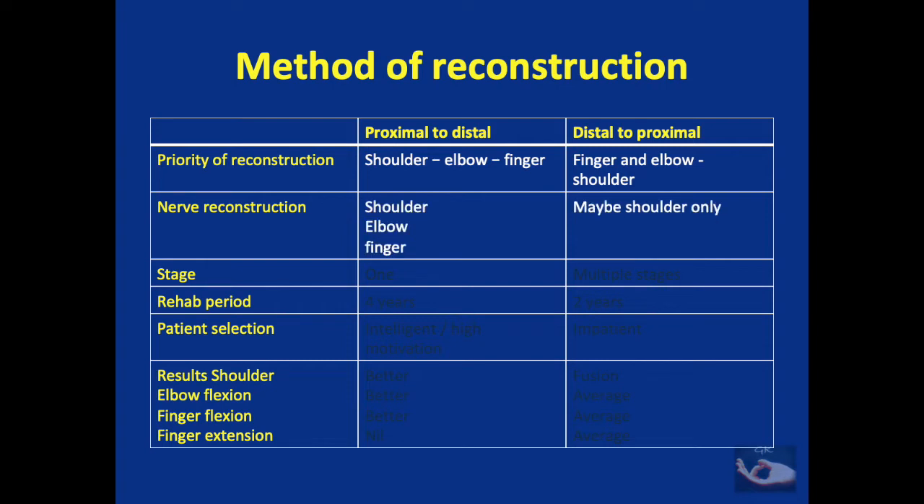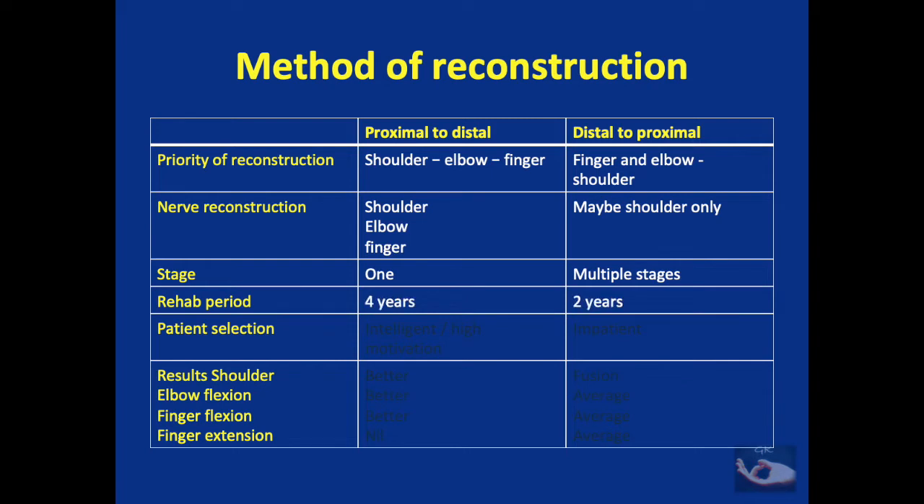In the proximal to distal reconstruction, the nerve reconstruction is the mainstay of management of the shoulder, elbow, and finger, whereas in the distal to proximal reconstruction, the nerve reconstruction is reserved only for the shoulder, maybe, but the others, that is the elbow and fingers, are reconstructed with other procedures, for instance free functional muscle transfers. All the nerve reconstructions can be done in a single stage, but the distal to proximal reconstruction requires multiple stages. So it is obvious that the proximal to distal reconstruction is preferred in patients who have presented very early.